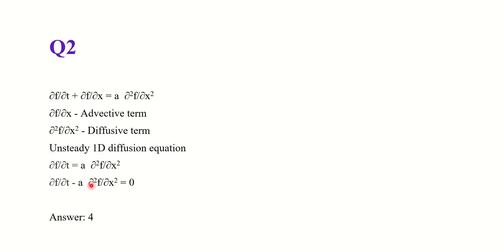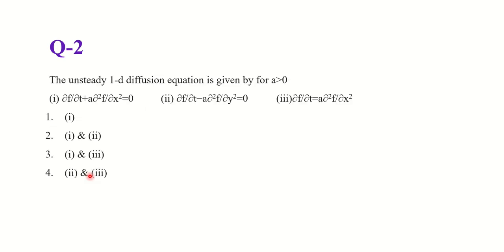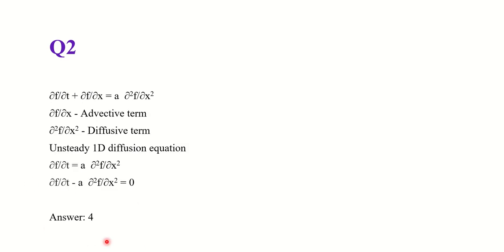We'll just see how it was framed. The one-dimensional diffusion equation is given by this term, dou f by dou t plus dou f by dou x is equal to a dou square f by dou x square, where dou f by dou x is an advective term and dou square f by dou x square is a diffusive term. For the unsteady one-dimensional diffusion equation, therefore this term becomes 0 and this would remain, and when we take it to this one it remains negative. So options 2 and 3 are the right ones, which is given by the fourth. So the answer to this is 4.